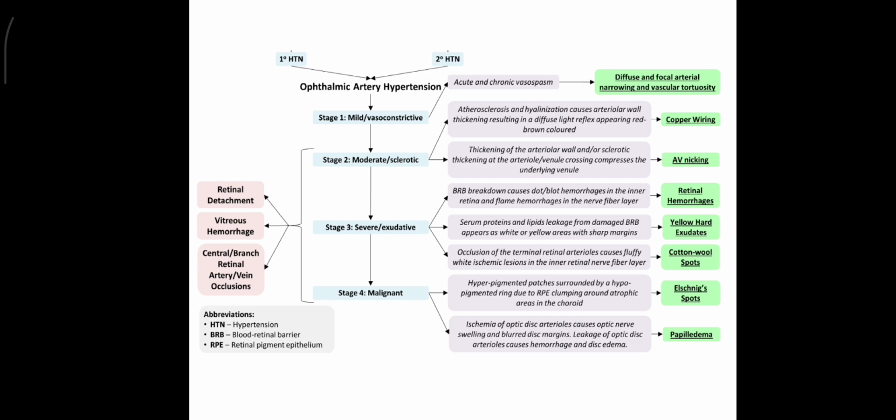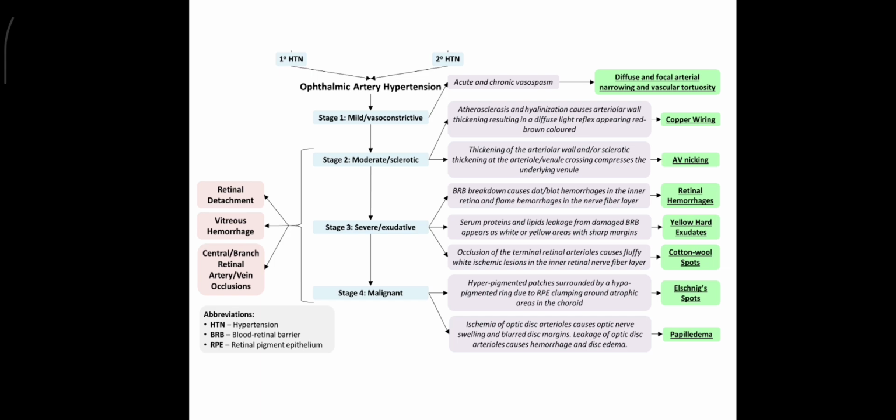And in stage 3, the severe or exudative stage, the blood retina barrier will break down, and that causes dot and blot hemorrhages in the inner retina and flame hemorrhages in the nerve fiber layer, that cause retinal hemorrhage. And there will be yellow hard exudate, and there will be cotton wool spots. Cotton wool spots are fluffy white ischemic lesions near the nerve fiber layer.